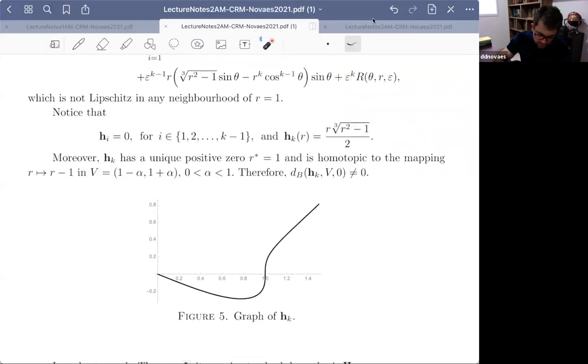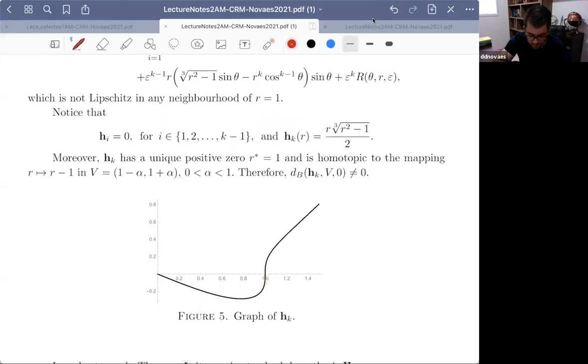So here I'm drawing the graph of h_k, and we see that h_k has two zeros. The first one is r equals 0. It's not interesting for us because it's not in the domain. And the second zero is 1, and that is the point where the function becomes vertical. Okay, so the derivative here goes to infinity, so it's not Lipschitz in a neighborhood of 1. So in order to check the hypothesis of our averaging theory in this context, the first thing we have to do is to compute the Brouwer degree of this function in a neighborhood of its zeros.